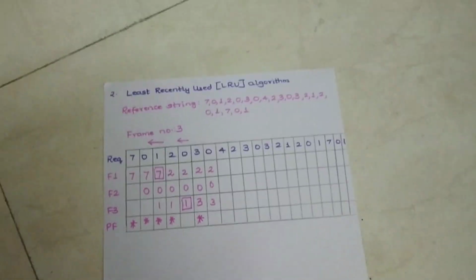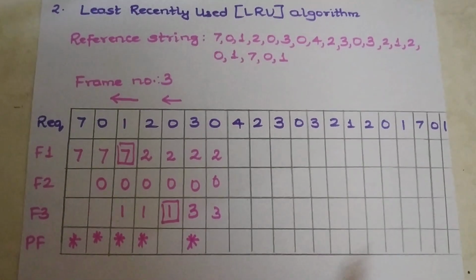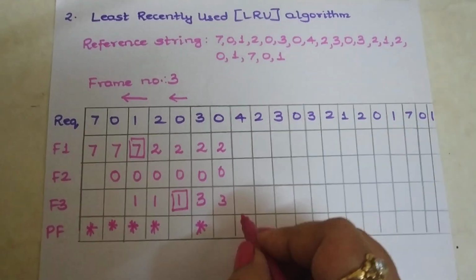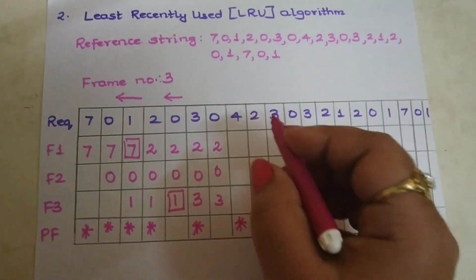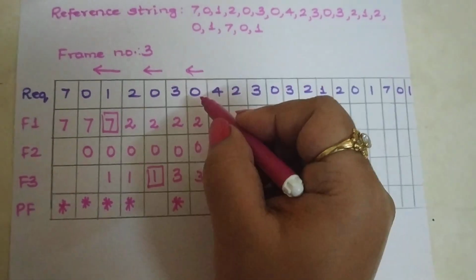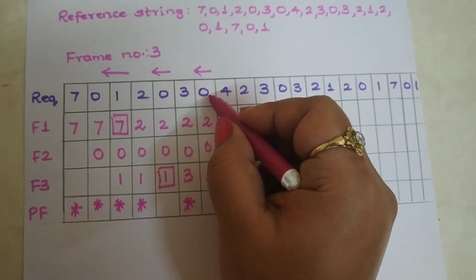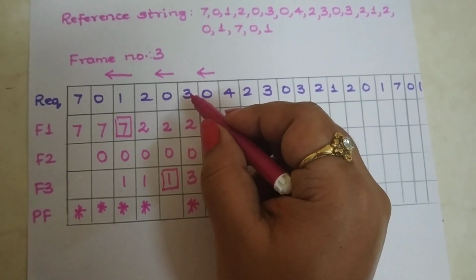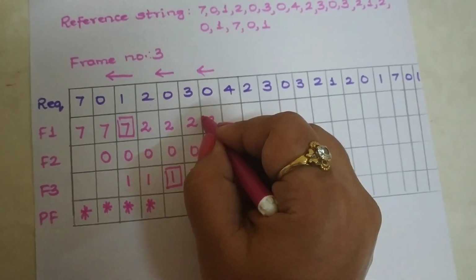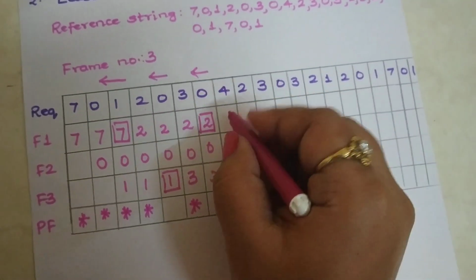Is this 4 present in the frames? No. That means it is a page fault. So which page to replace? Straight away write page fault. Which page to replace out of 2, 0, 3? Go likewise. 0 is most recently used, 3 is most recently used, but 2, if you see here, is least recently used. So we will replace 2 by 4.